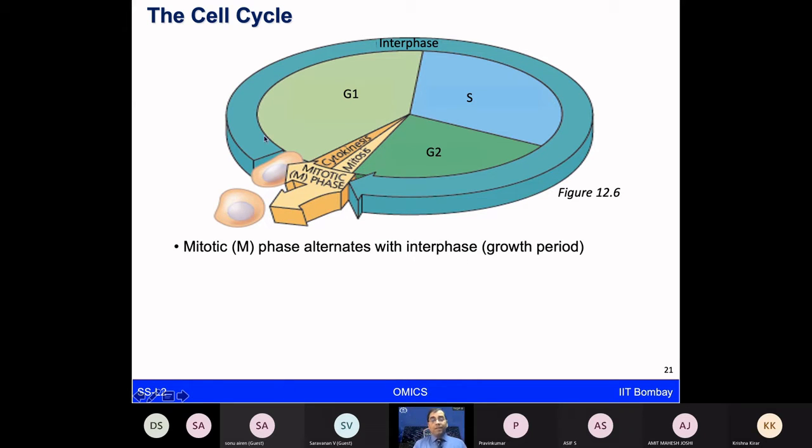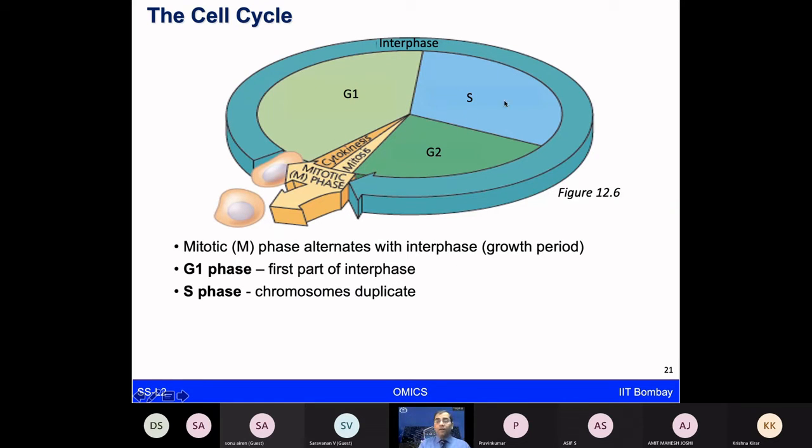So the mitotic phase alternates with the interphase, or the growth period. And now we have three different phases. G1 is important as the first phase of the interphase. S phase is where all the nuclear material, the chromosomes, get duplicated. And G2 is the last phase of the interphase. Again, this is when the cell starts preparing for the division to happen. Now it makes a sufficient amount of chromatin and chromosome material so that the cell has sufficient nuclear material to get divided into two parts. And then the last part is ensuring that we are really ready to go for the mitotic phase.